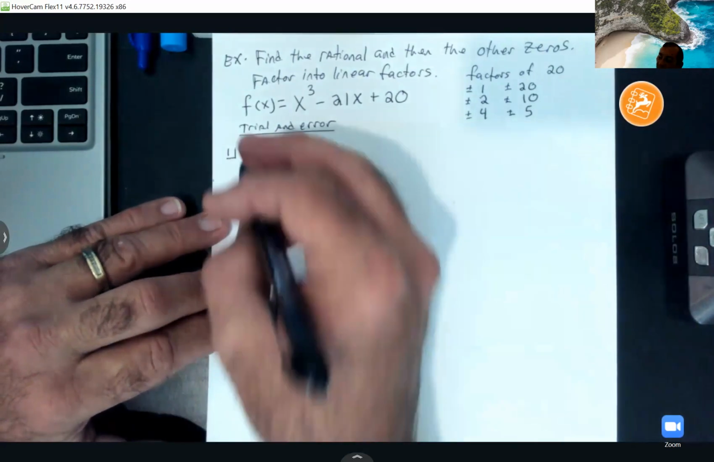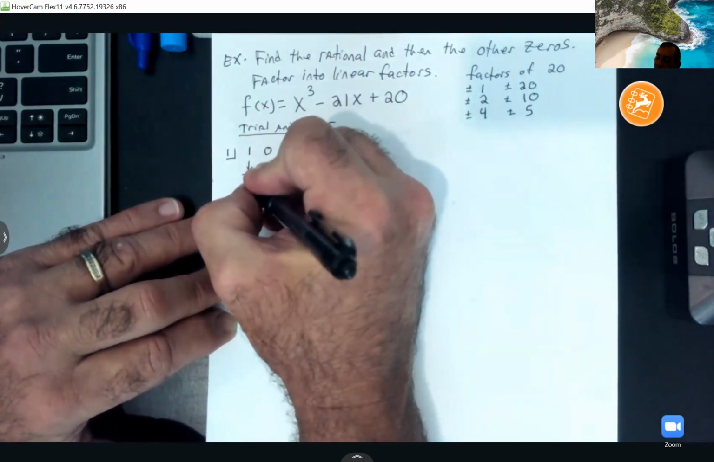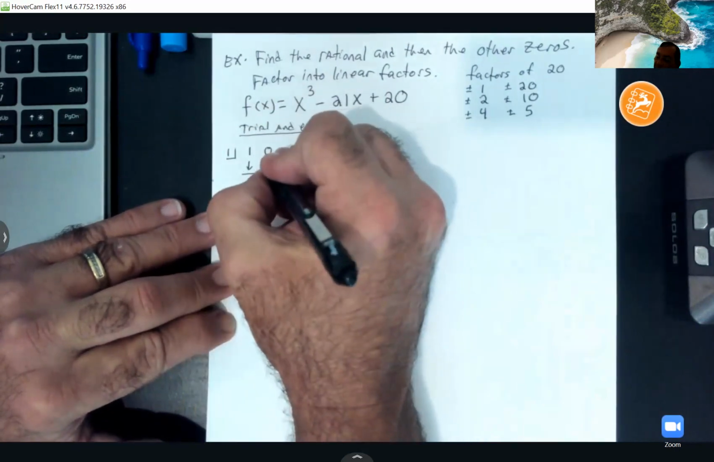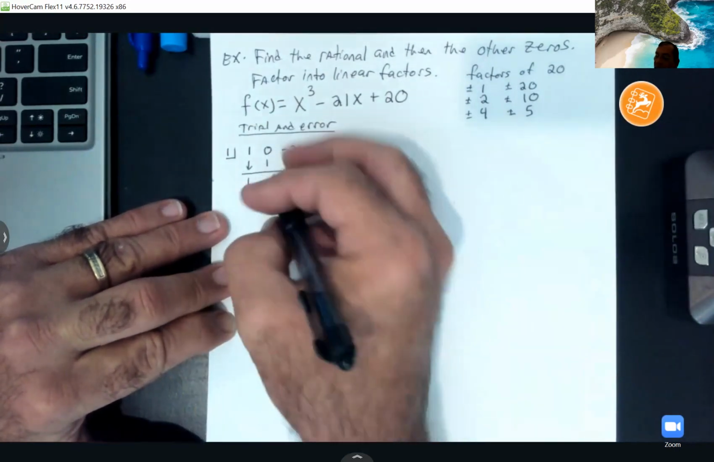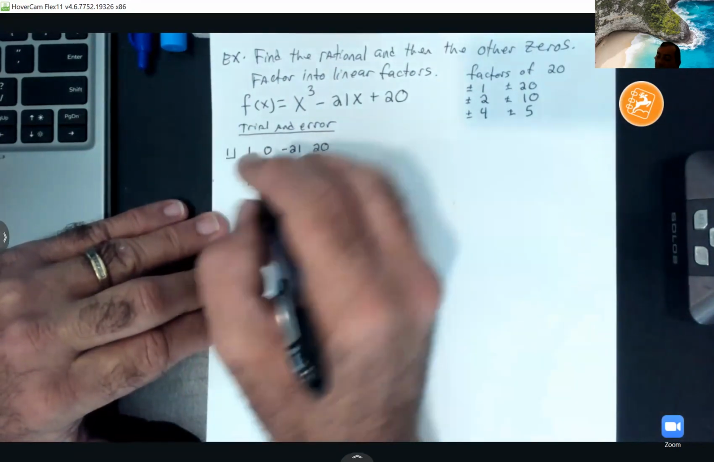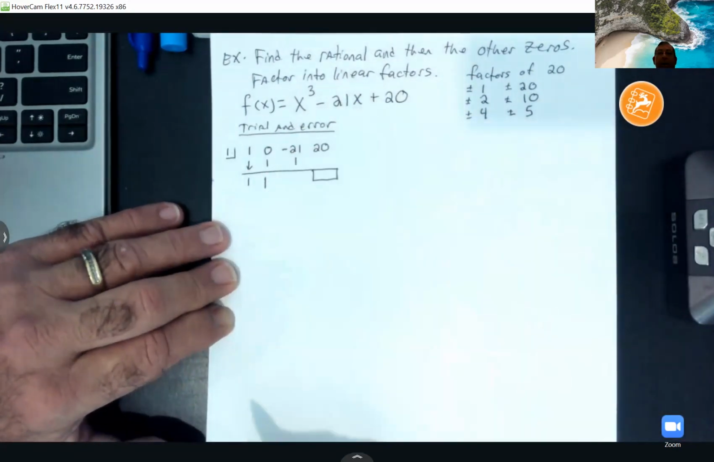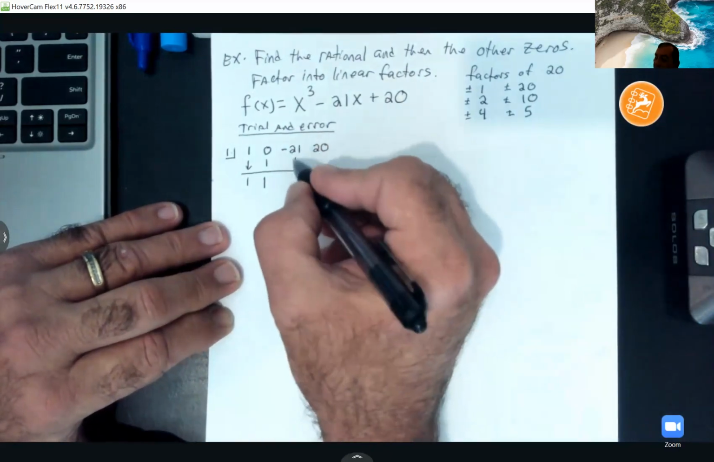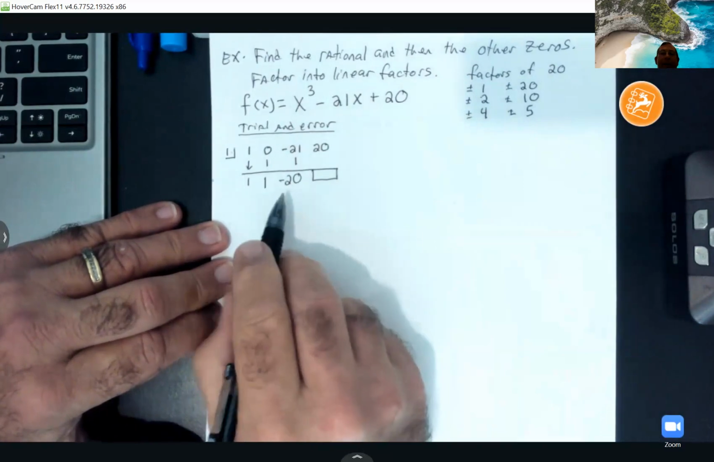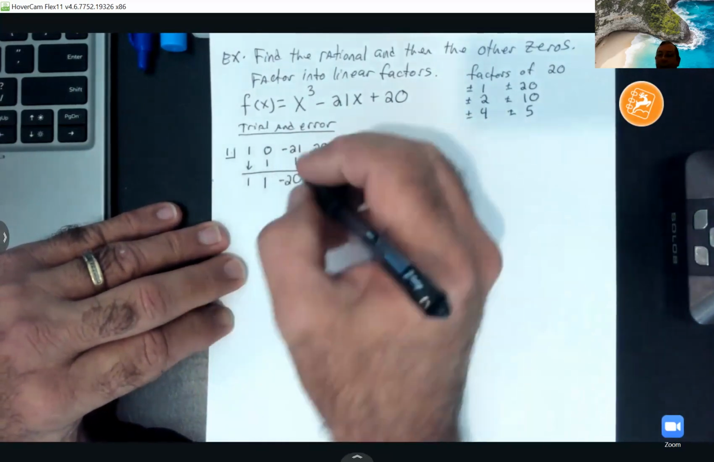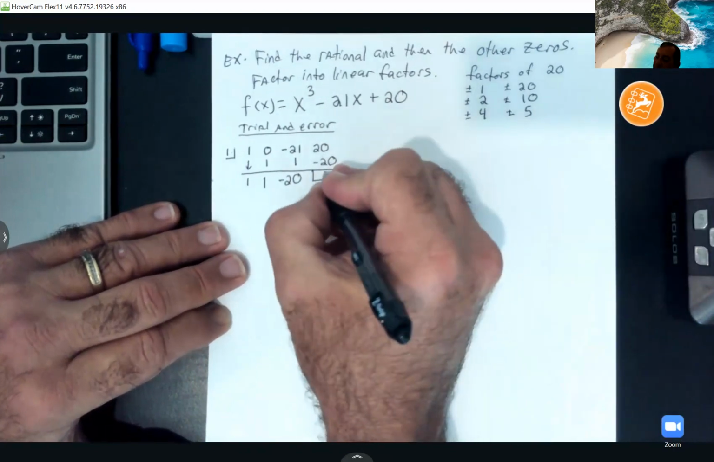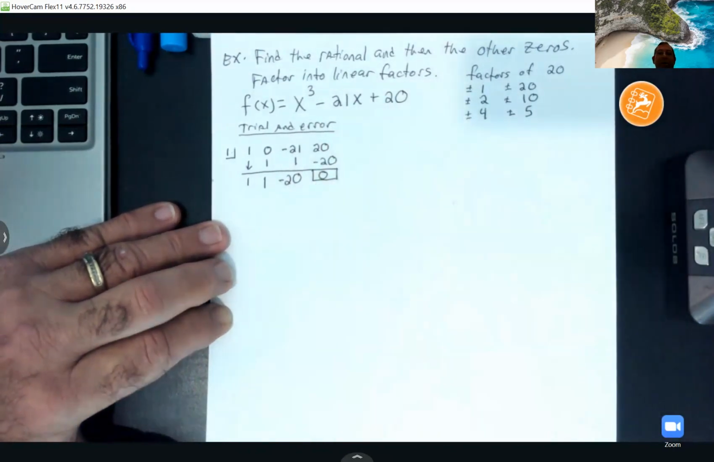All right, y'all. So here we go. Praying for a 0. So bring down the 1. 1 times 1 is 1. 0 plus 1 is 1. 1 times 1 is 1. Oh, I'm starting to get happy because negative 21 and 1 gives me a negative 20. And negative 20 times 1 is negative 20. Y'all, that means I get a 0 remainder.